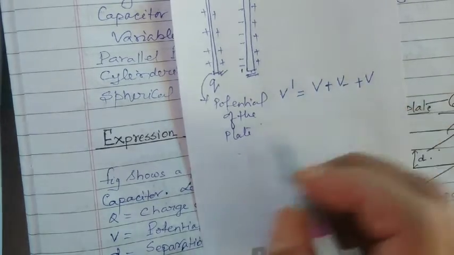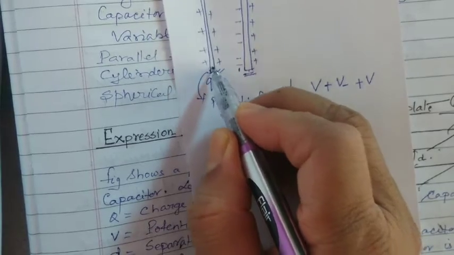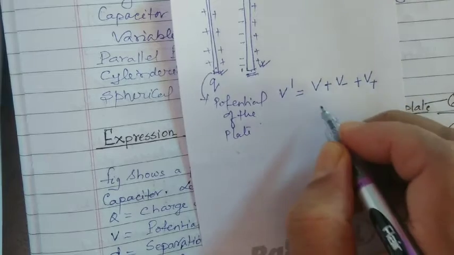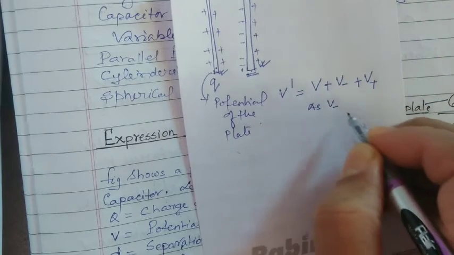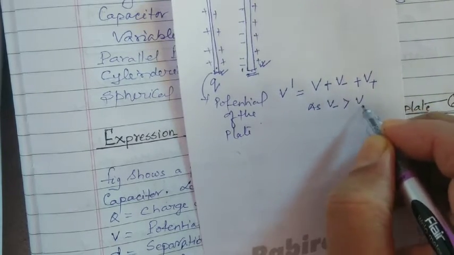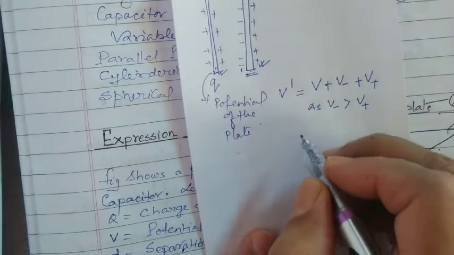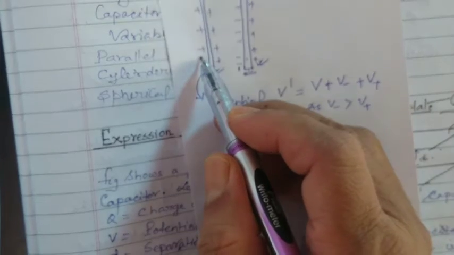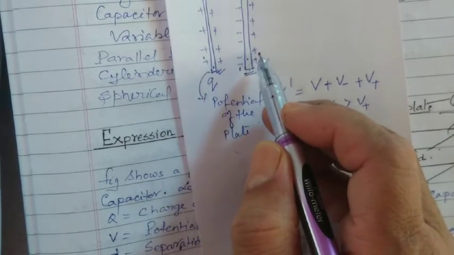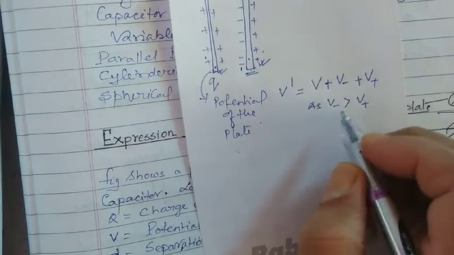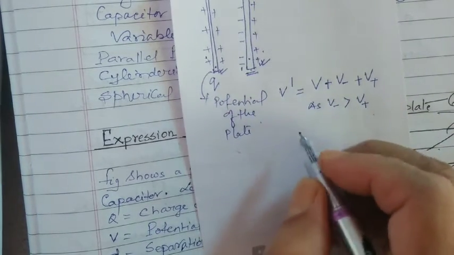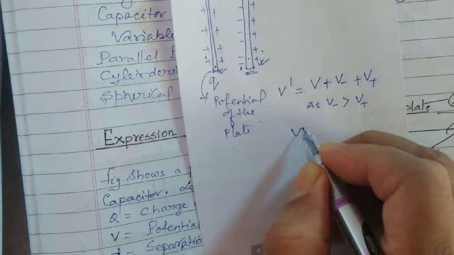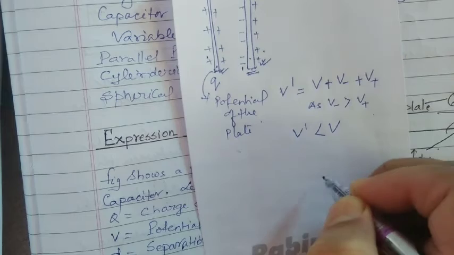plus the potential on the plate due to the positive charges, V plus. V minus is greater than V plus, as the negative charges are placed closer to the metallic plate compared to the induced positive charges. Hence, V minus is greater than V plus. So we can say that the effect is that V dash becomes less than V.